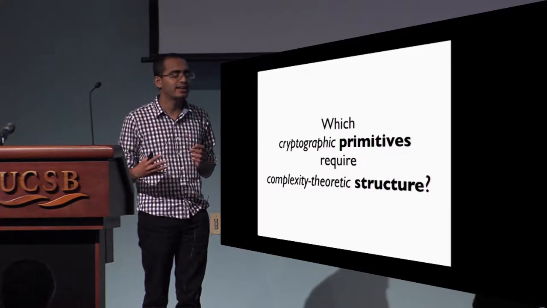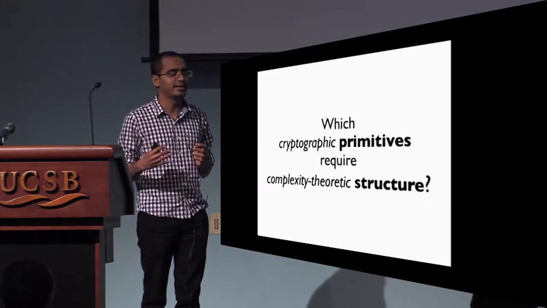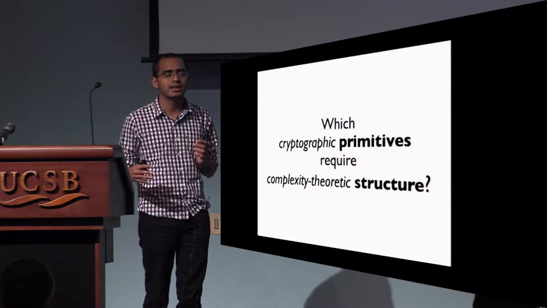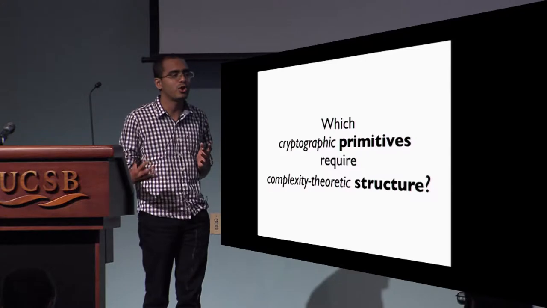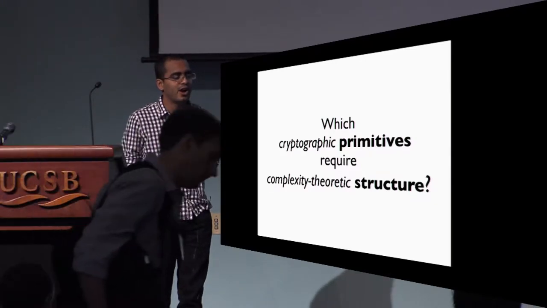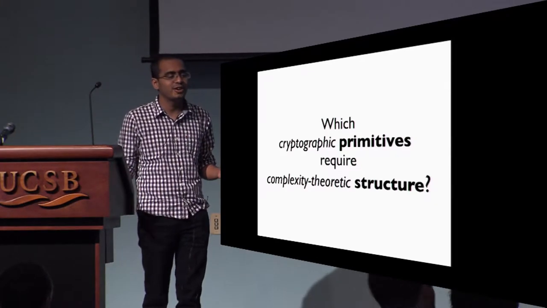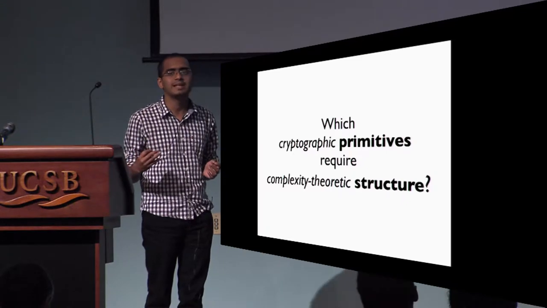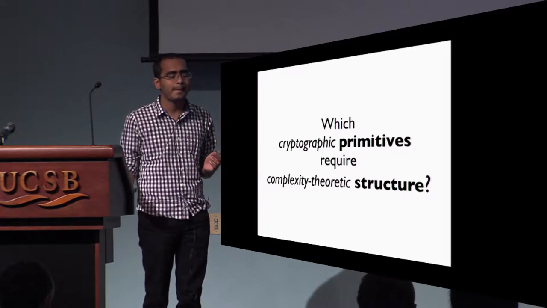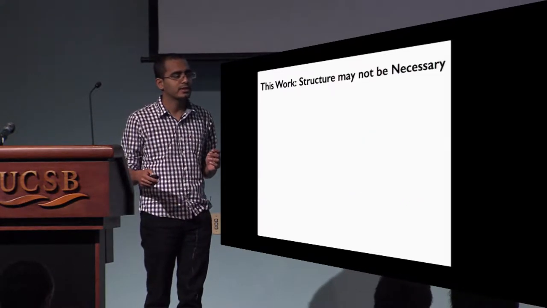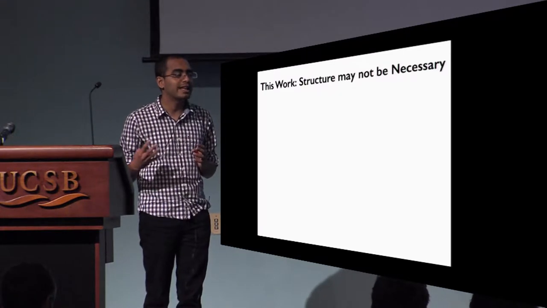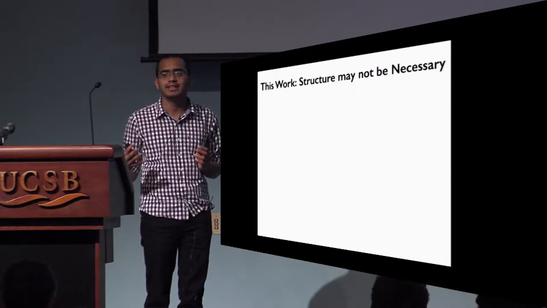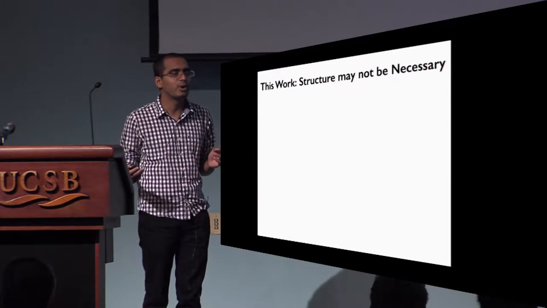Again, for FHE, we know that it implies hard problems in SZK. So it has to be based on problems like lattice problems, which also lie in SZK. On the other hand, with one-way functions, we can dream. We could hope to base them on NP hardness alone. Okay, great. So in this work, we try to collect evidence that structure may not actually be that necessary. So how do we go about doing it?